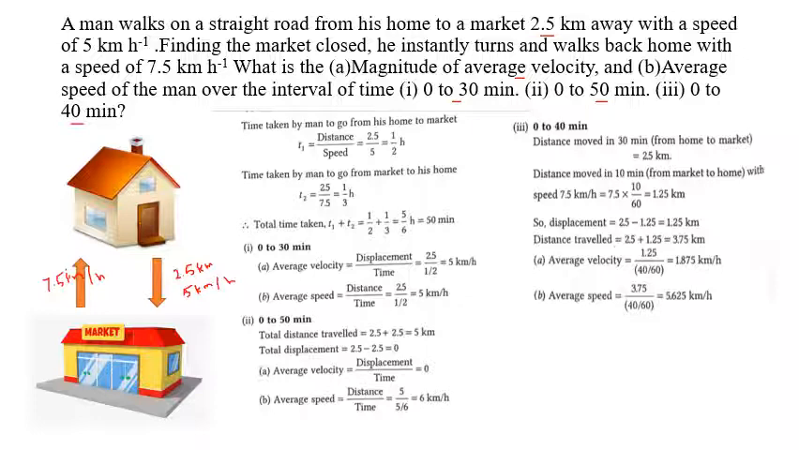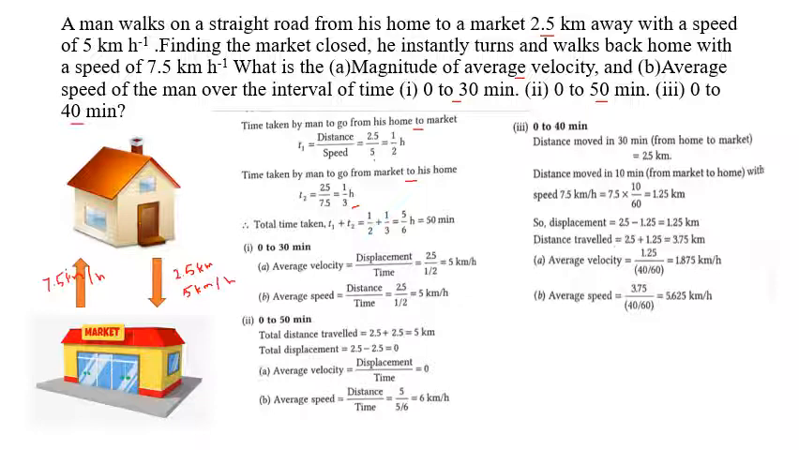The time taken by the man to go from his home to market: first we'll find the time. So the distance is given as 2.5 kilometer and the speed is given as 5 kilometer per hour. So 1/2 hour. So in 1/2 hour, he will reach the market. And the time taken by the man to go from market to his home, so the returning speed, we'll take this time as T2. Again the distance will be 2.5 kilometer and what is his speed? 7.5 kilometer per hour. So 1/3 hour, right?